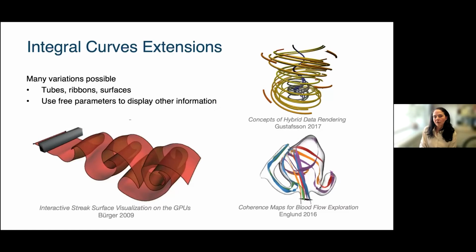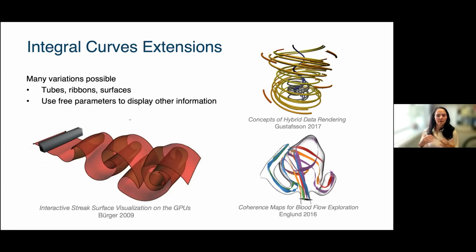So there are a lot of extensions of streamlines. One way is that you do not just render simple lines, but you render tubes or ribbons, or you even extend it to surfaces by not just having one seed point, but having a couple or a line of seed points and connecting them together to form a surface.